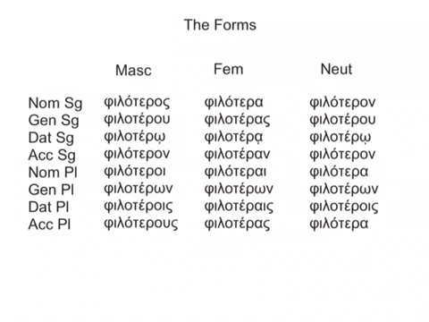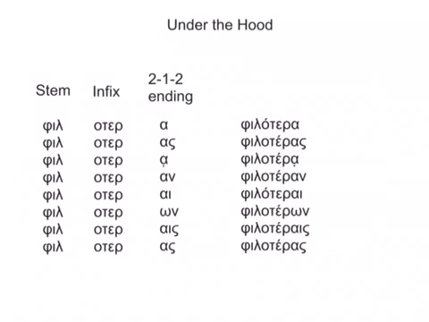I've chosen to use the word philos, meaning dear, or friendly, or something like that, and I'll just ask you to notice this is basically a 2-1-2 adjective. So let's take a look at how these are formed. First you have a stem, in this case phil. Then you have this infix that means it's a comparative adjective, oter. And then you have your 2-1-2 ending, and here I've given you the feminine endings.